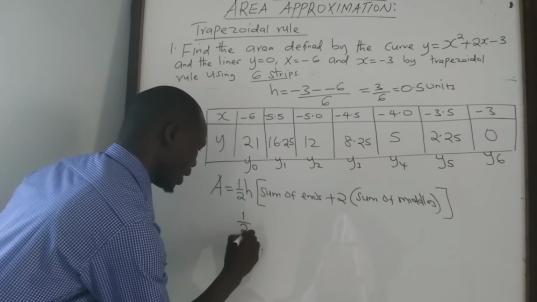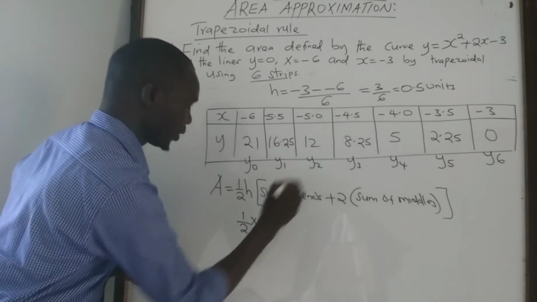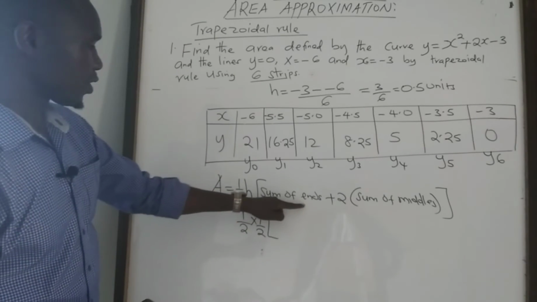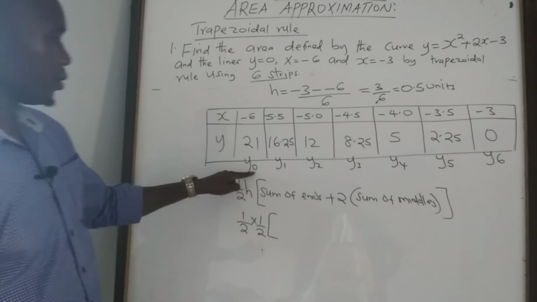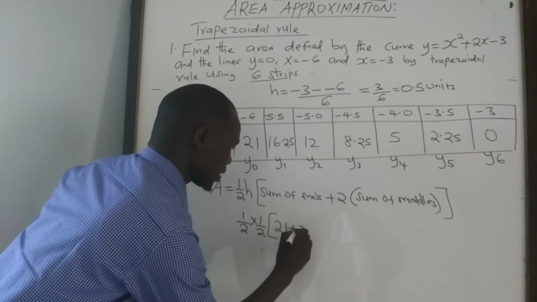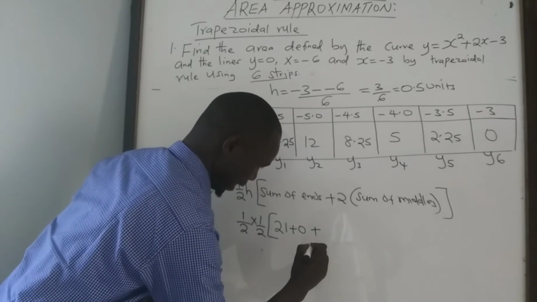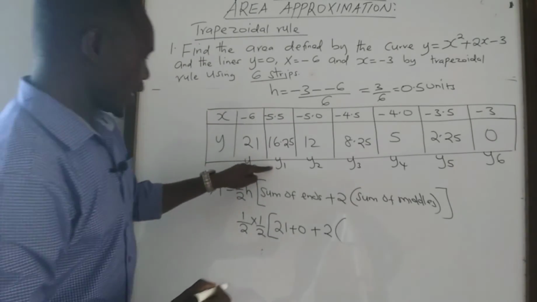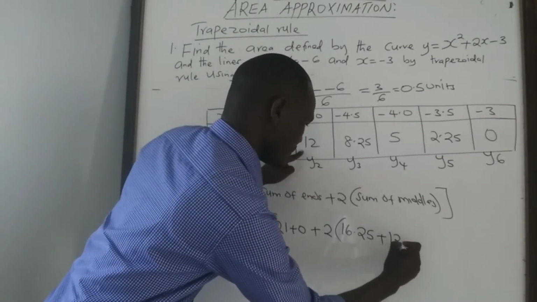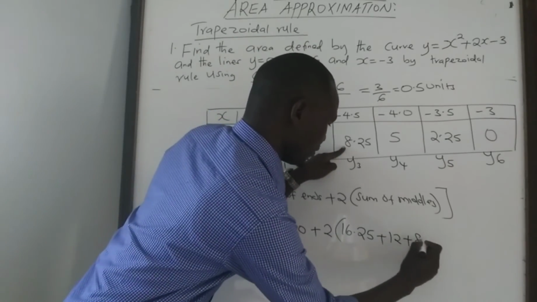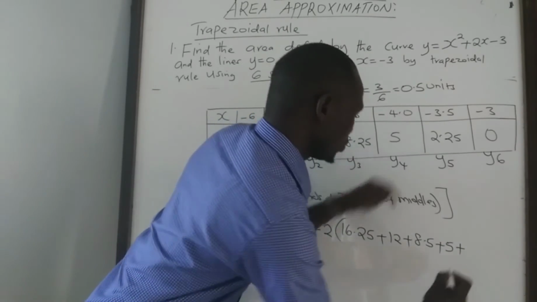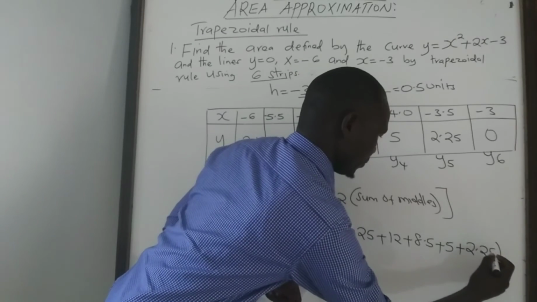So we are going to have half times our h, which is actually 0.5, we can maintain it as a fraction, into we have the sum of the ends represents y0 and y6, and therefore the sum of the ends will be 21 plus 0, this one will be plus twice into y1, and our y1 is 16.25 plus 12 plus we have 8.25 plus we have 5 plus 2.25.